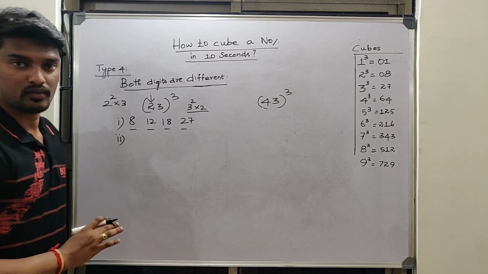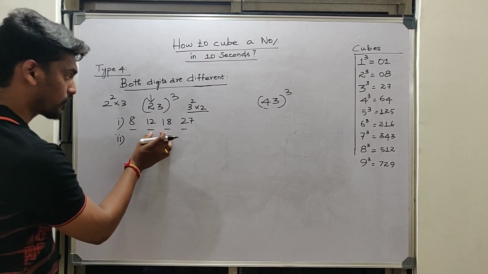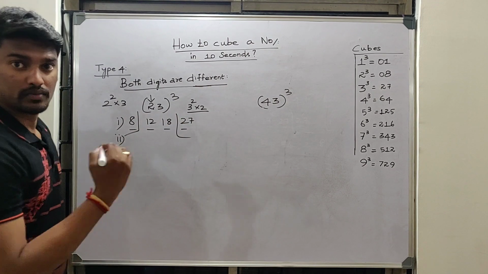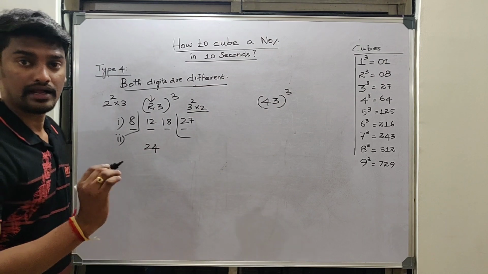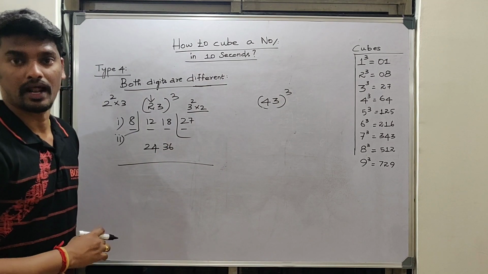In second step, what I am going to do, as usual, whatever we have done in the previous types, I am going to take the middle 2 numbers, ignore the first and last, and multiply them by 2. So 12 into 2, 24 and 18 into 2 it is 36. Then it is a normal addition.